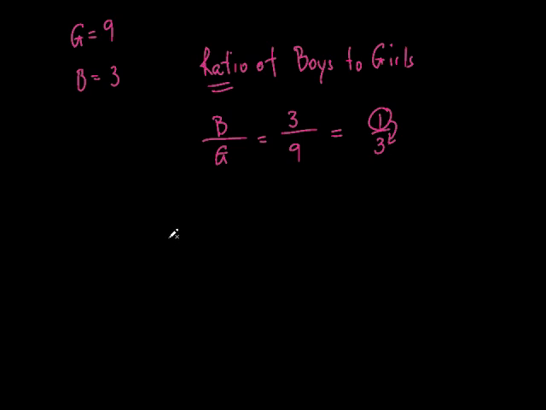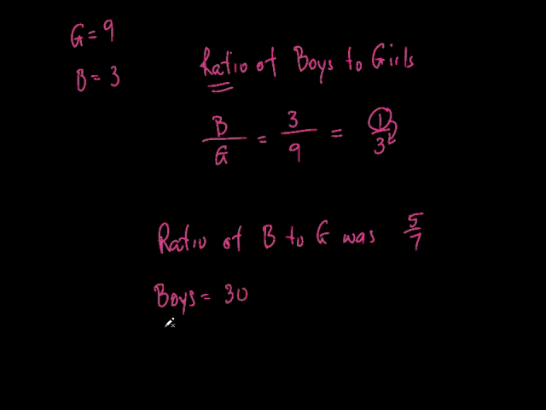What if we said this? What if they told you the ratio of boys to girls was, I'll make some weird number, 5 to 7? Okay? And what if I told you the number of boys was 30, and you had to find the number of girls? Well, let's see. What is the ratio? The ratio is 5 to 7, isn't it? And that's boys to girls. So that ratio should equal what?